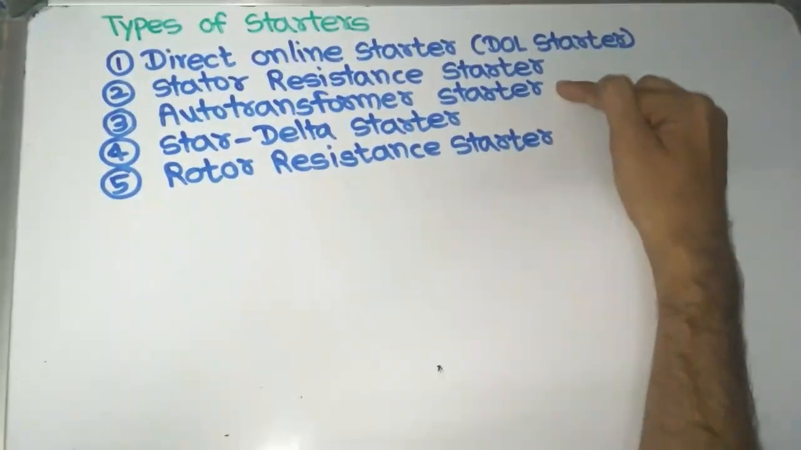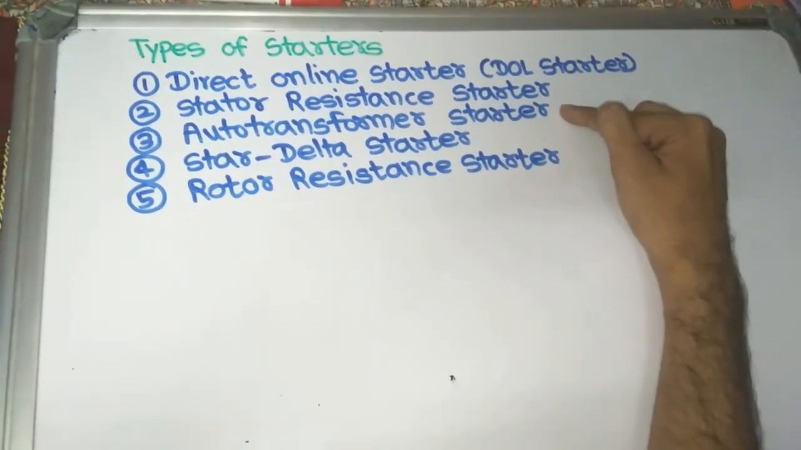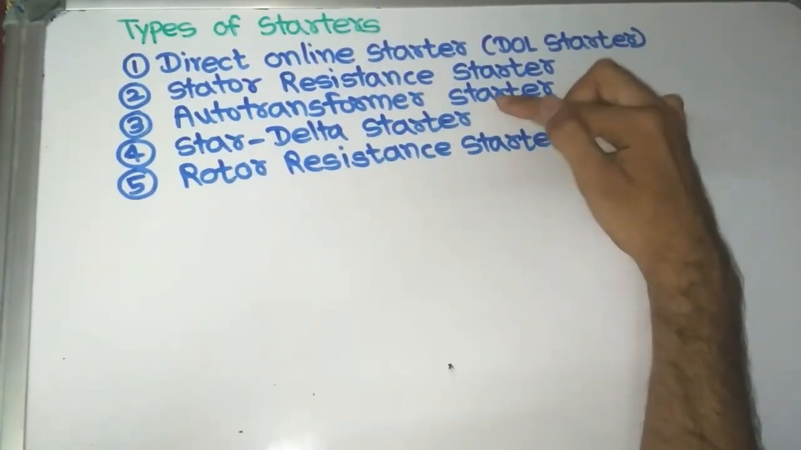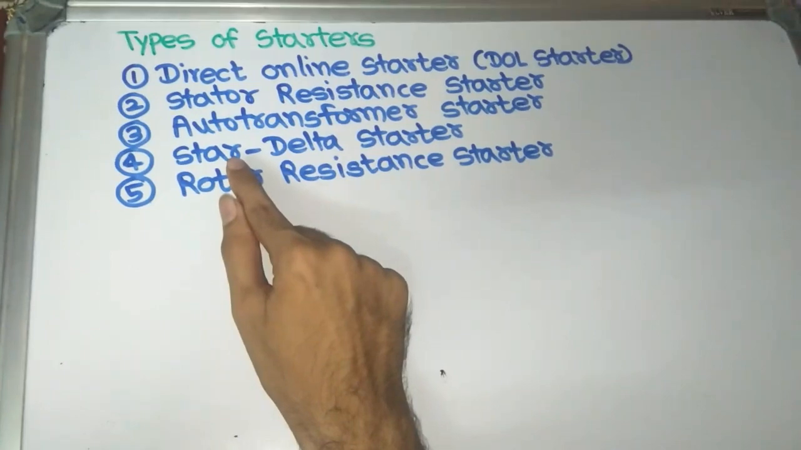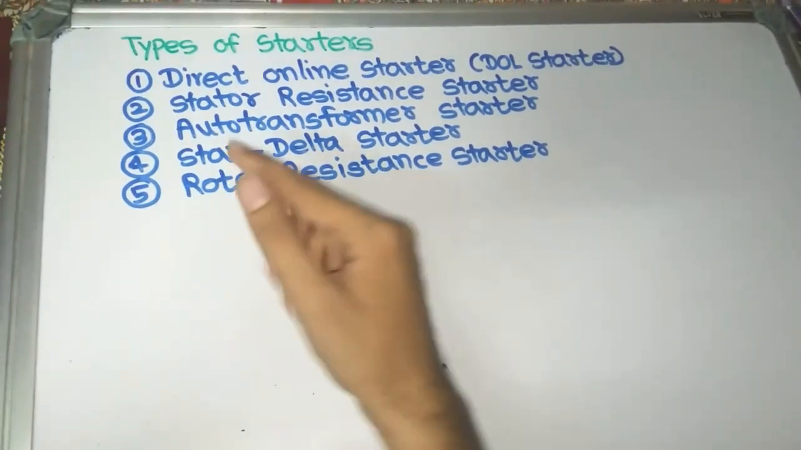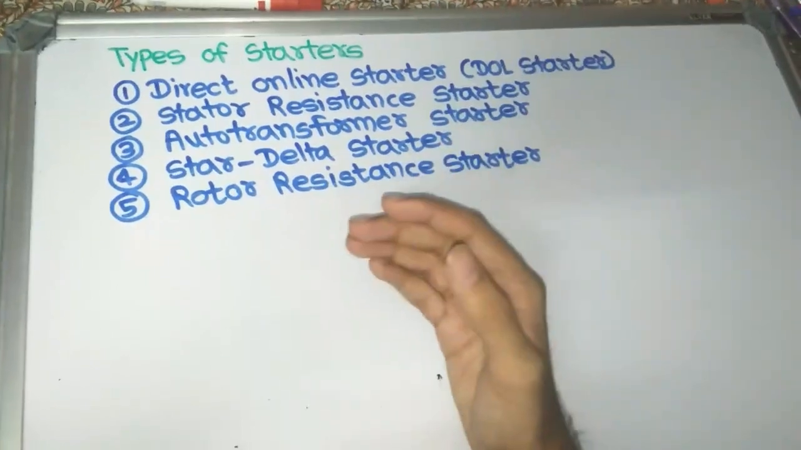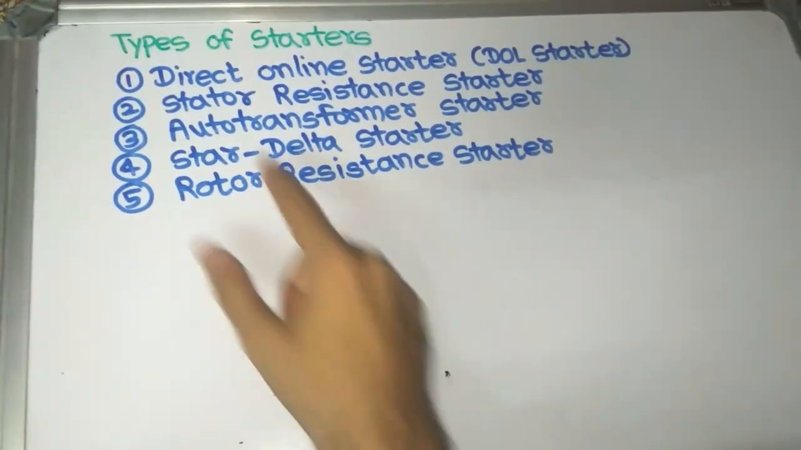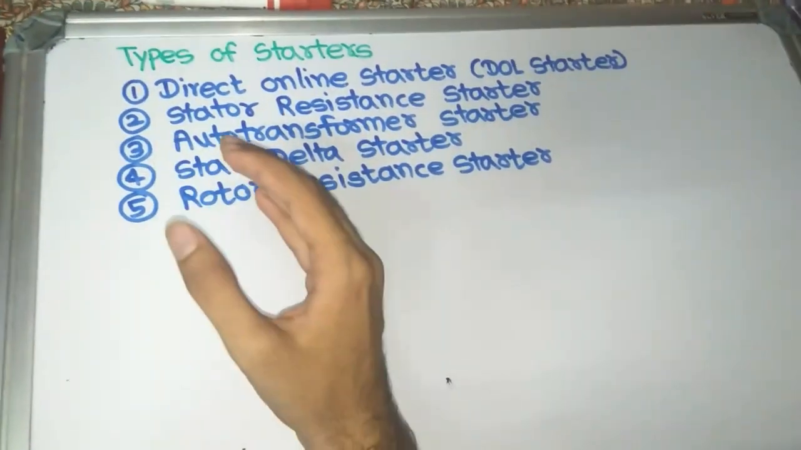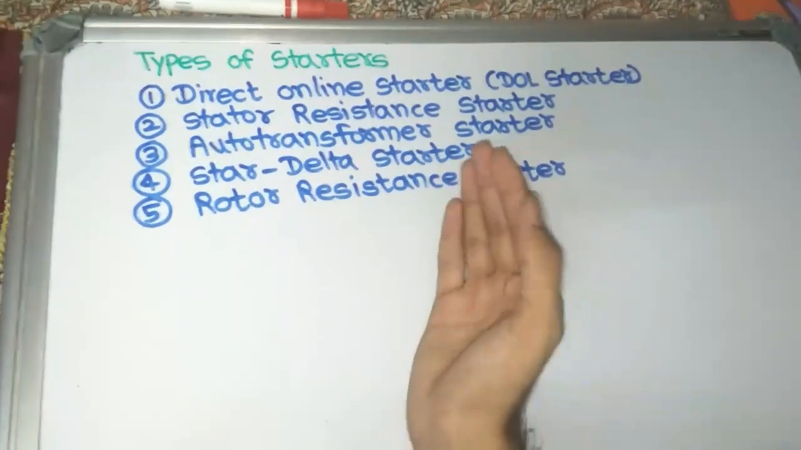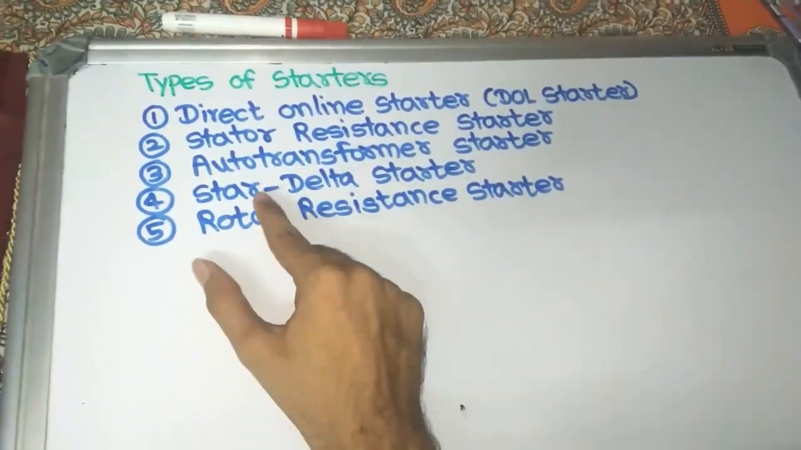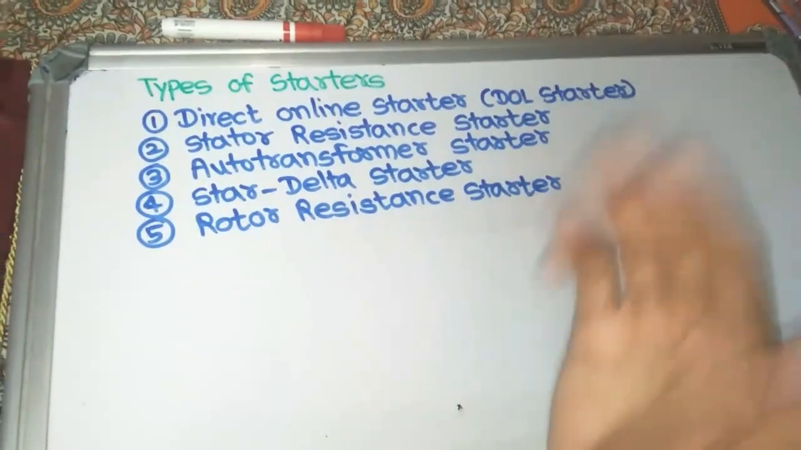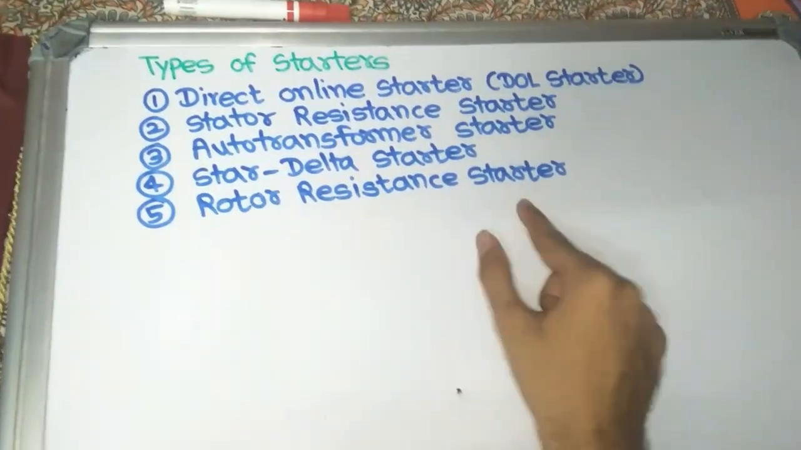Third is the auto transformer starter, which is also used for voltage reduction at the starting. Fourth is the star delta starter. In the star delta starter, the stator is first connected in star to reduce the starting current, and once the motor attains its required speed, a switch moves the star connection to the delta connection automatically.